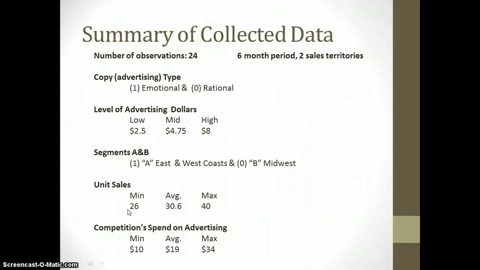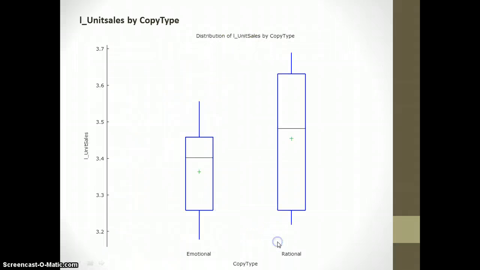And one thing we looked at later in the case is the competition spend on advertising, to be interpreted the same way as above, $10 being the minimum, 34 at the max, $19 average spend for the competition for every 100 potential customers.